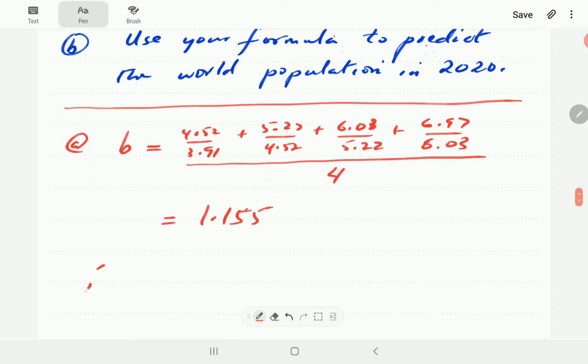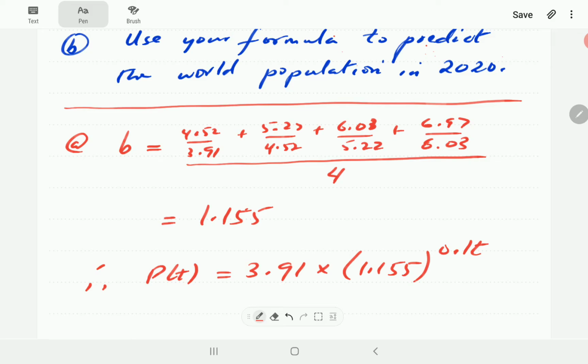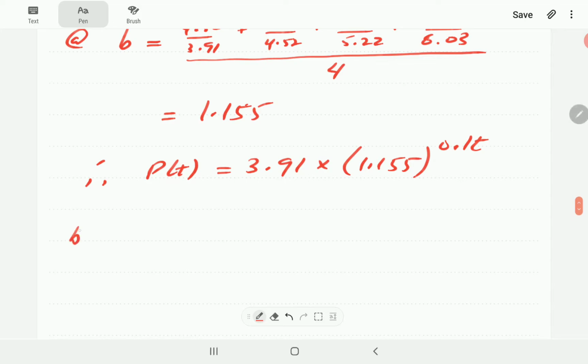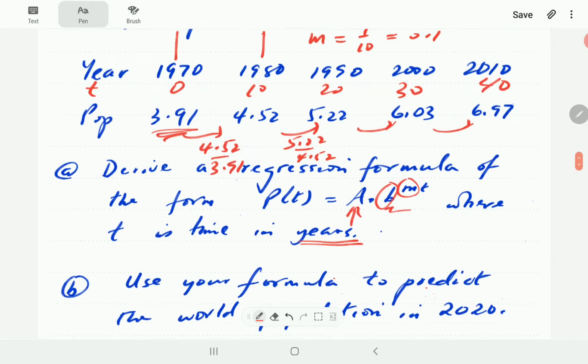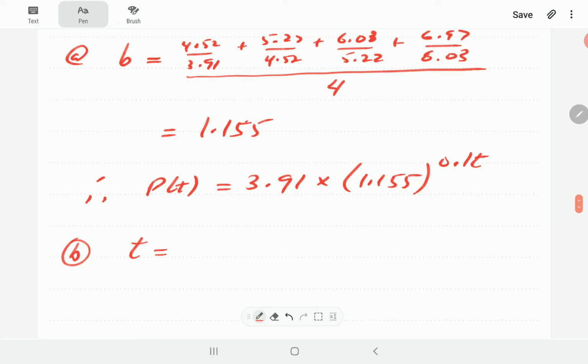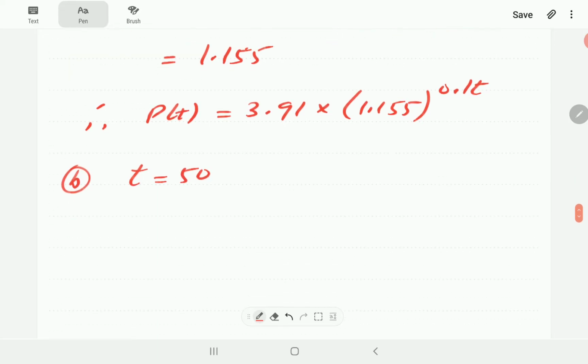So we now have our equation. So our equation is going to be 3.91 times 1.155 to the power 0.1 times t. So that is going to be our model or formula. Then can we use this to estimate the population in 2020? Well, in 2020, t is going to be 50. So we're going to plug in 50 here.